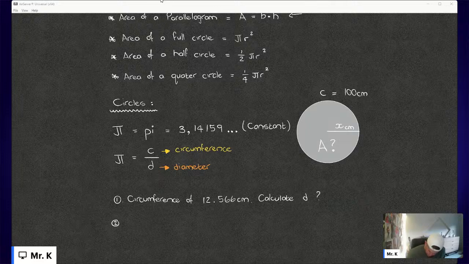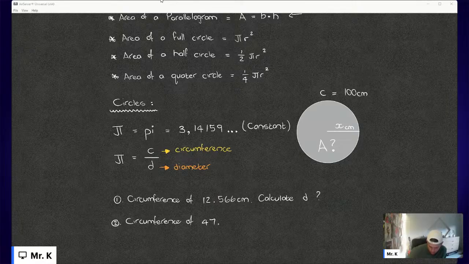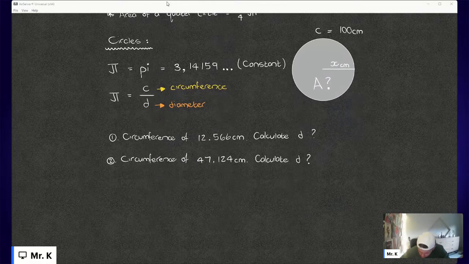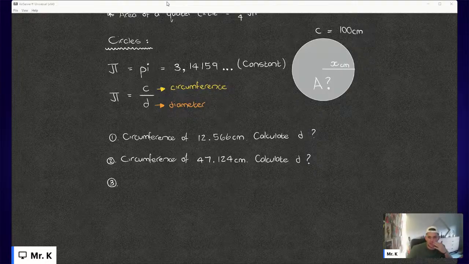Number two, let's say we have a circumference of 47.124 centimeters. Again, calculate the diameter. I would like for you to try these on your own, grade 9s. Question 1, question 2, and question 3. How are you going to find the answer?